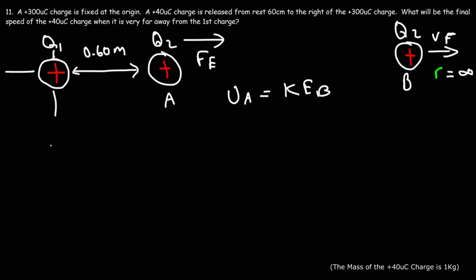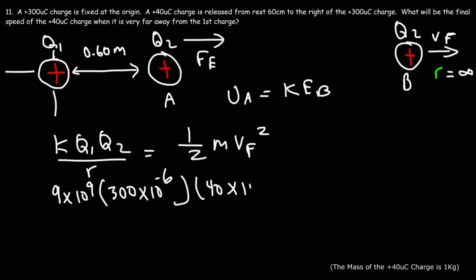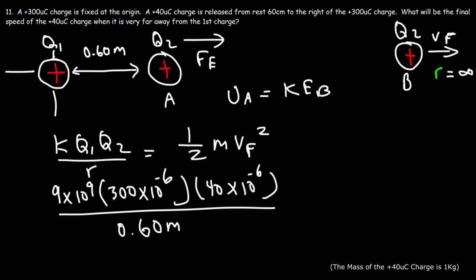So the potential energy at A is going to be K Q1 Q2 over R, and the kinetic energy at B is going to be 1/2 mv final squared. So now let's do some algebra. So we have K and then times Q1. Q2 is 40 microcoulombs. The distance between the two charges at point A is 0.60.